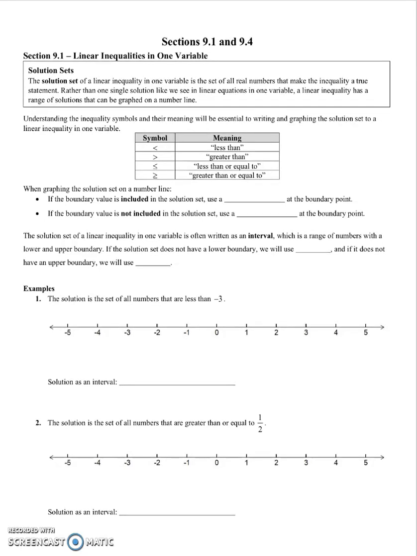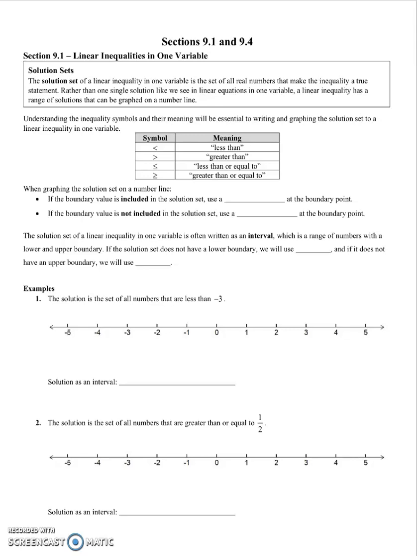Okay, we're going to jump to chapter 9 now and talk about linear inequalities in one variable. So the solution set of a linear inequality in one variable is the set of all real numbers that make the inequality a true statement. So when we have equations, we see one single solution. An inequality has a whole range of solutions that can be graphed on the number line.